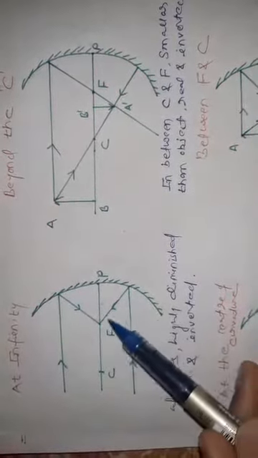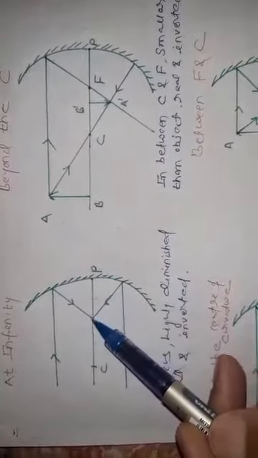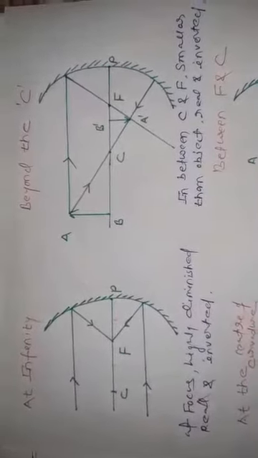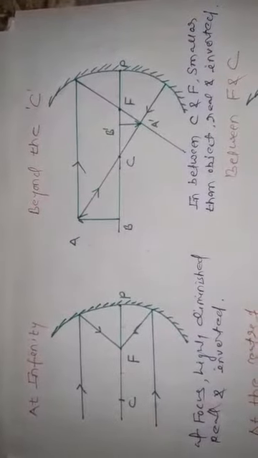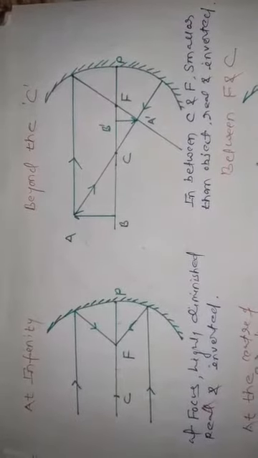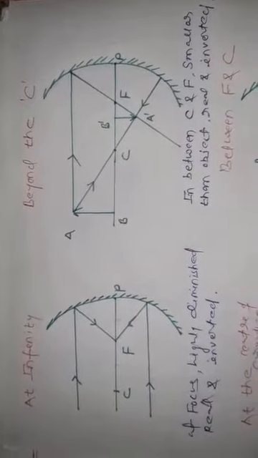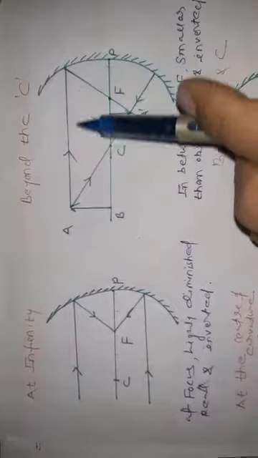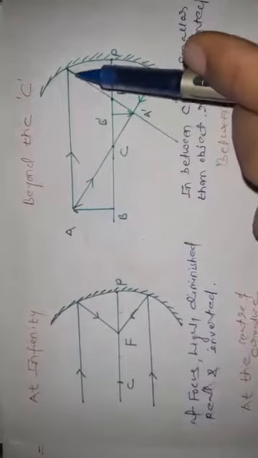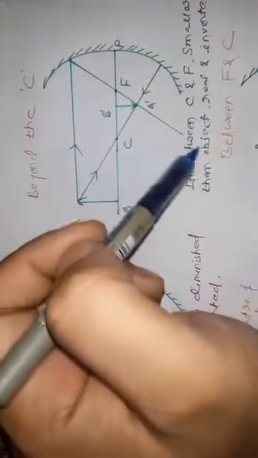After reflection it passes through the focus. So we get a point image at focus, highly diminished, real and inverted image. Second one is if the position of an object is in between infinity and center of curvature or beyond the center of curvature. So this will be your first ray which is coming parallel, incident parallel from the object to the mirror. After reflection it passes through the focus.